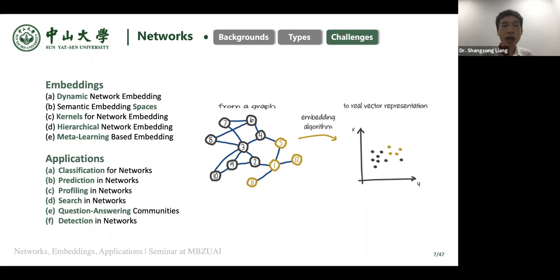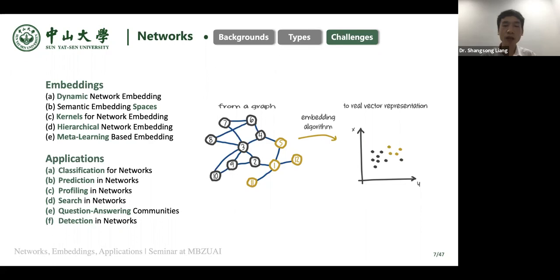For instance, here I have a figure. On the left-hand side, we have a graph, and then we need to map the entities. Entity means nodes, or also the relationships or the attributes of the networks. We need to map the entities in the networks into vectors such that the semantic distance between the nodes can be measured. So we have a number of challenges.